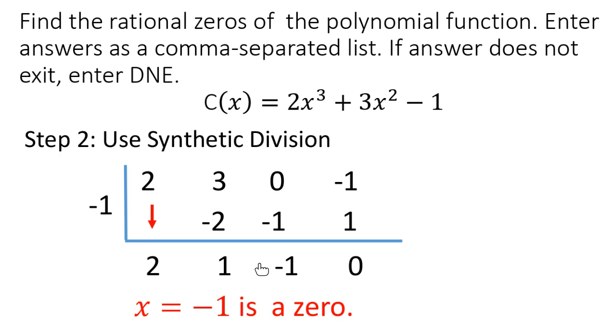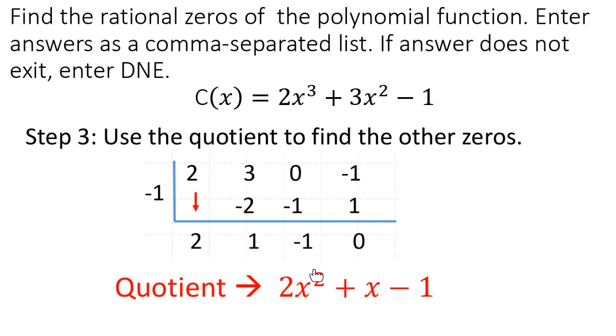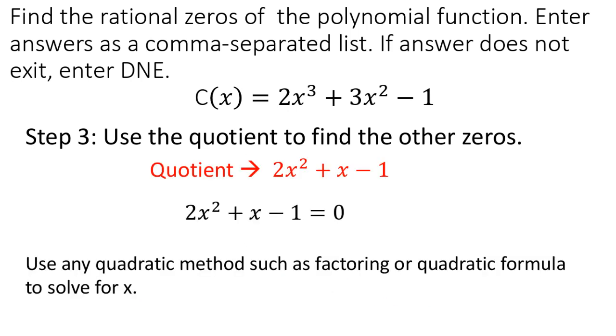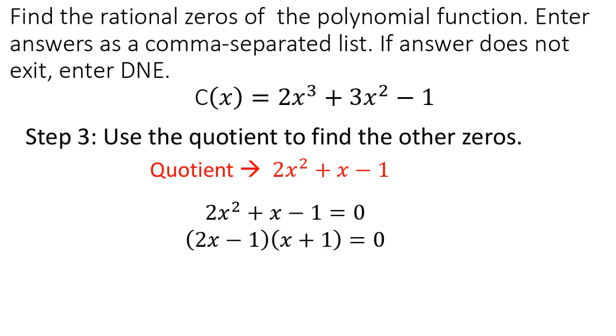So to find the rest, we need to find our quotient. Since I have a degree 3, this 2 is going to start with degree 2. So my quotient is going to be 2x squared plus x minus 1. And the good thing is it's quadratic, so we have choices. We can either use the quadratic formula or we can try to factor. If you try to factor, I always give myself a minute. If I can't get the factors, then I move on to the quadratic formula, because maybe it's not factorable. Okay, in this case, it does factor.